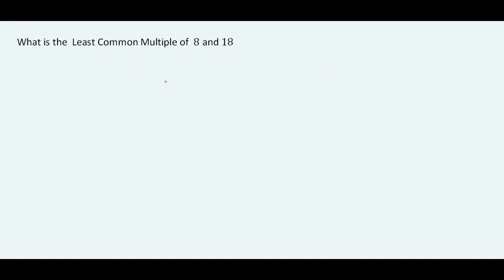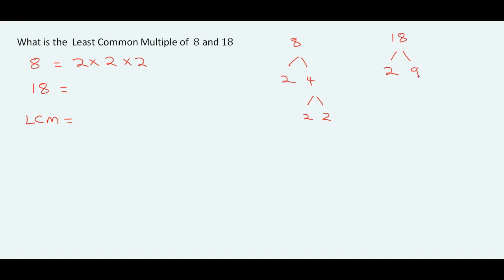So let's write our numbers. We have 8, we have 18, and then the least common multiple. Let's start with 8. 8, we have 2 and 4, 2 and 2. So this is going to be 2 times 2 times 2. And then for 18, we have 2 and 9, and then we have 3 and 3. So we have times 3 times 3.